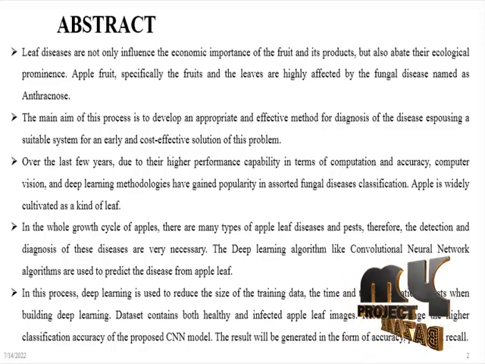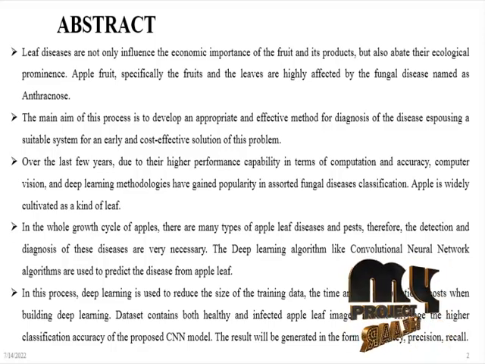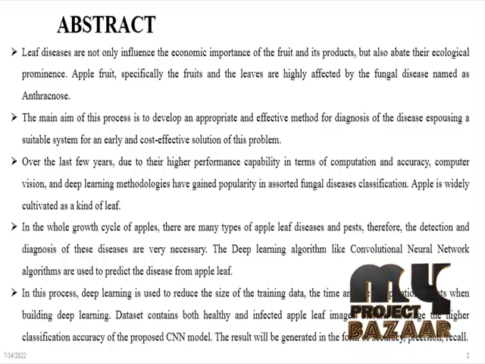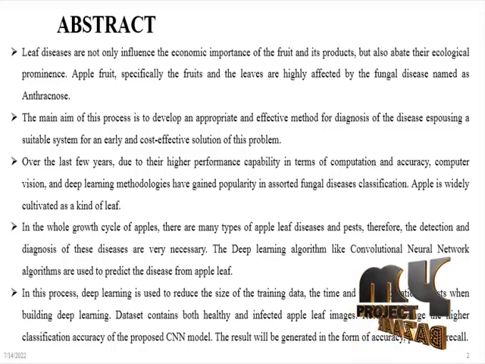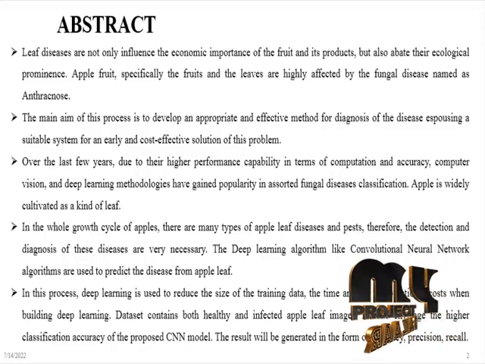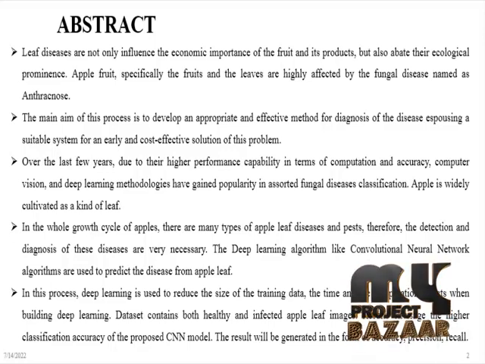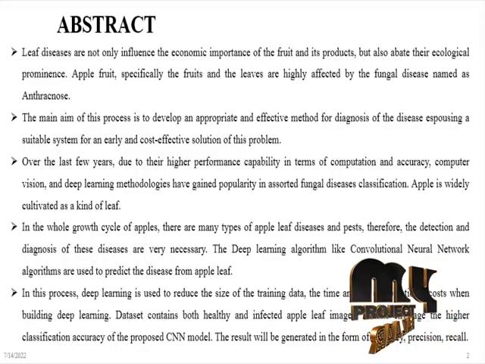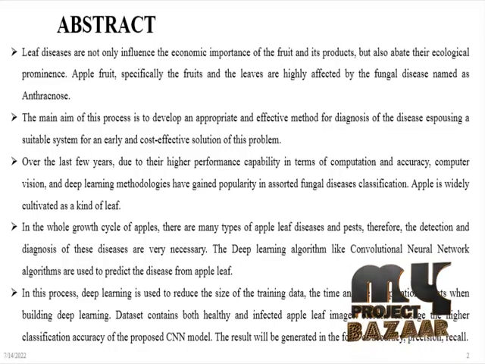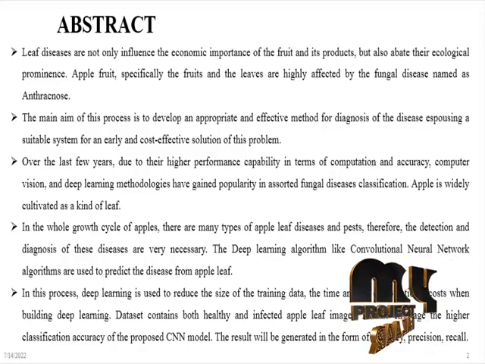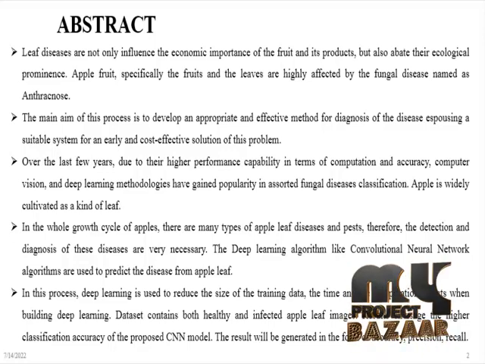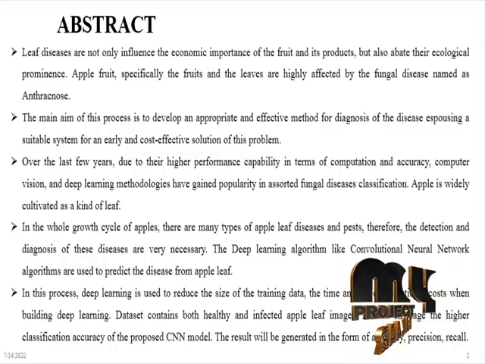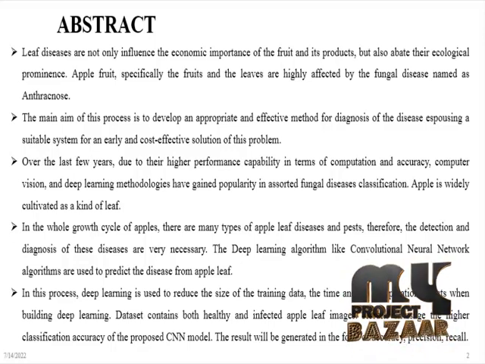The deep learning algorithm, a convolutional neural network, is used to predict the disease from the apple leaf. In this process, deep learning is used to reduce the size of the training data, the time and the computational cost when building deep learning models. The dataset contains both healthy and infected apple leaf images. Results envisage the higher classification accuracy of the proposed CNN model. The result will be generated in the form of accuracy, precision, recall, and F1 score.